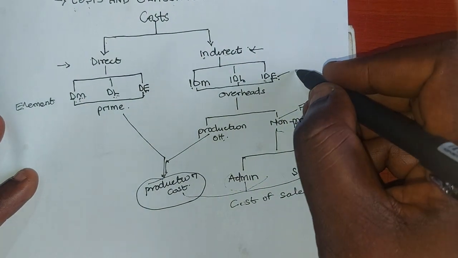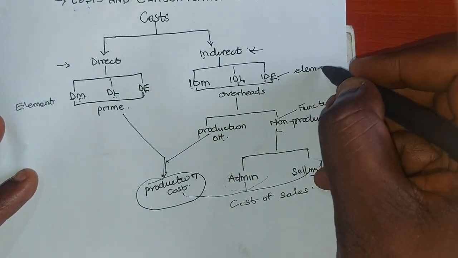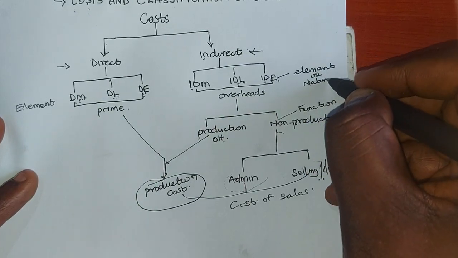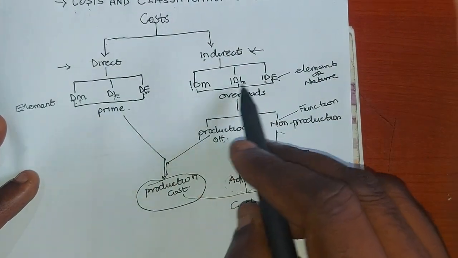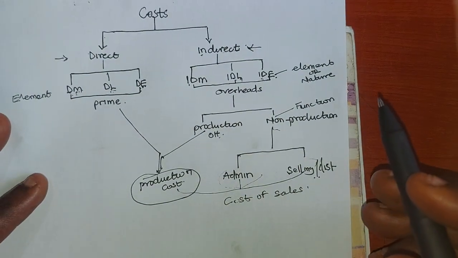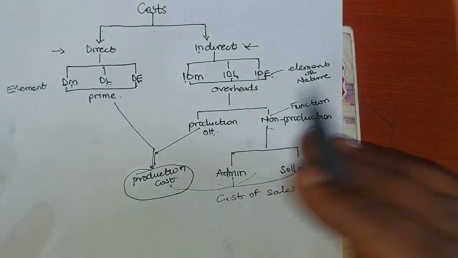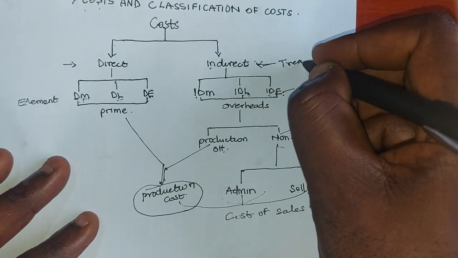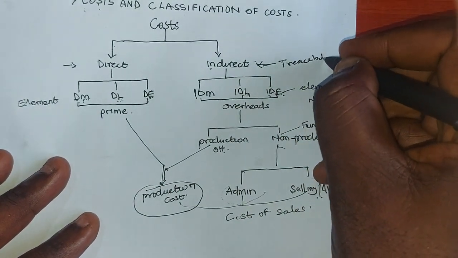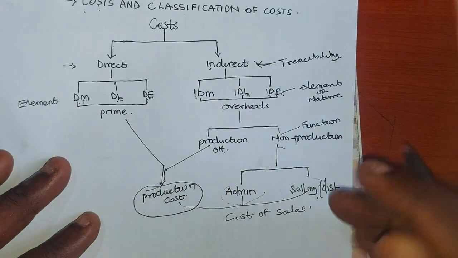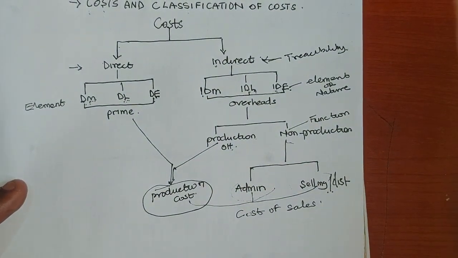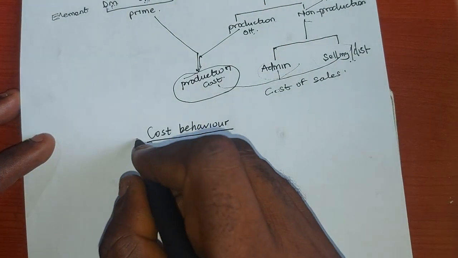While this classification is according to elements or nature. So these are the material, labor, and expenses. But this is according to function. While this is according to traceability. All right. So students should take note of that. Okay, class. Now we move down to cost behavior.